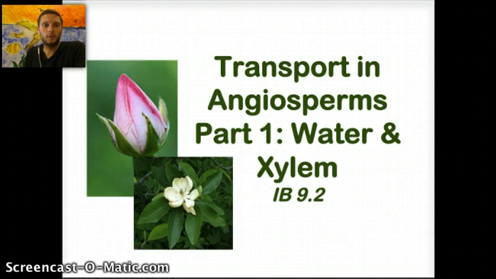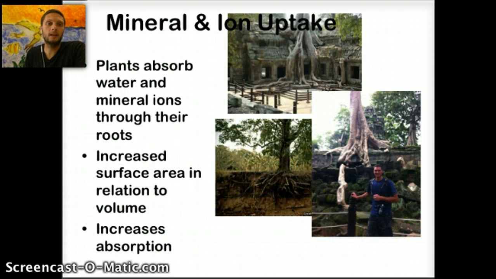Today we're going to talk about transport in angiosperms, and this is going to be part one of two parts looking at transport in angiosperms, and this is section 9.2 for IB. And the first thing that we want to take a look at is the mineral and ion uptake, and this is actually allowed for by the roots of plants.